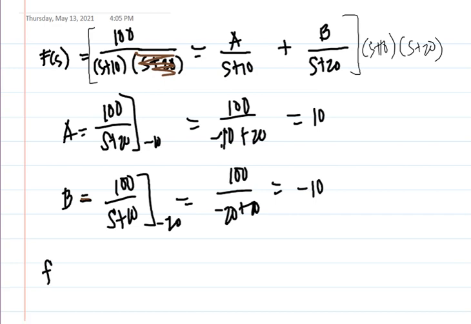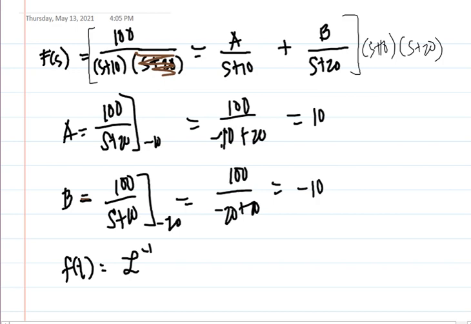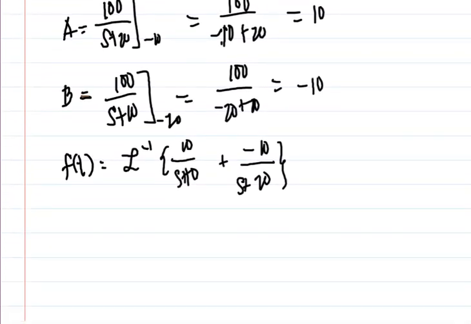Okay, so I will just rewrite the equation for us. So this is equal to our equation. So, we have function of t is equal to, we will find the inverse Laplace transform of, A is 10 all over s plus 10 plus B is negative 10 all over s plus 20. So, we will perform the inverse Laplace transform.